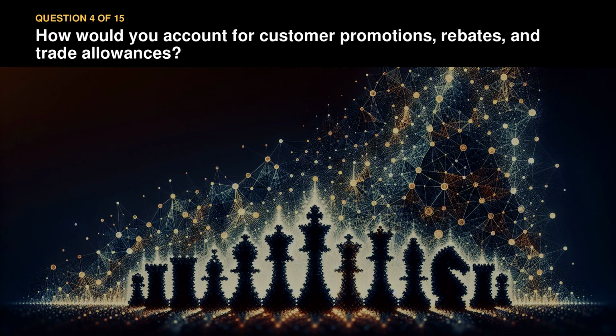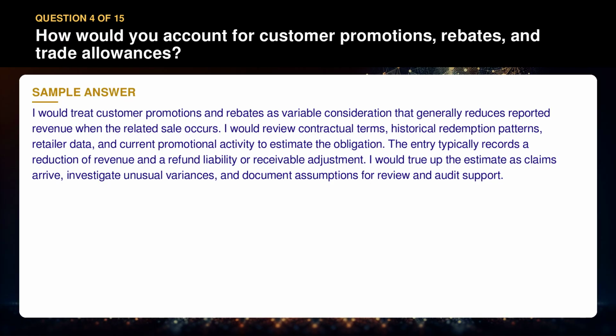Question 4. How would you account for customer promotions, rebates, and trade allowances? I would treat customer promotions and rebates as variable consideration that generally reduces reported revenue when the related sale occurs. I would review contractual terms, historical redemption patterns, retailer data, and current promotional activity to estimate the obligation. The entry typically records a reduction of revenue and a refund liability or receivable adjustment.